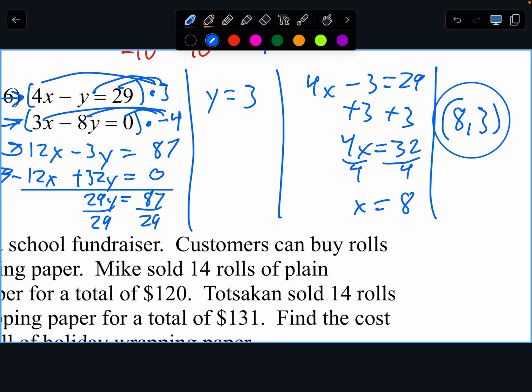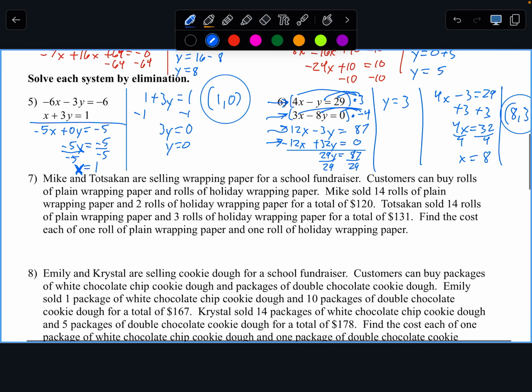All right. Let's take a look at our word problems here. Mike and Tatsakin are selling wrapping paper for a school fundraiser. Customers can buy rolls of plain wrapping paper and rolls of holiday wrapping paper. Mike sold 14 rolls of plain wrapping paper and 2 rolls of holiday wrapping paper for a total of $120. Tatsakin sold 14 rolls of plain wrapping paper and 3 rolls of holiday wrapping paper for a total of $131. Find the cost of 1 roll of plain wrapping paper and 1 roll of holiday wrapping paper.